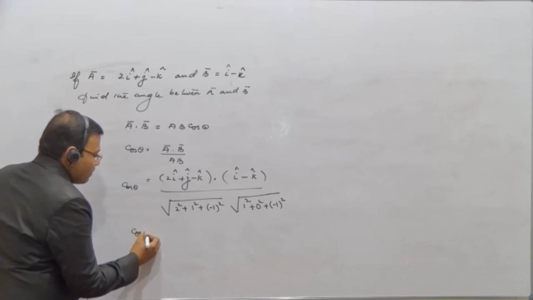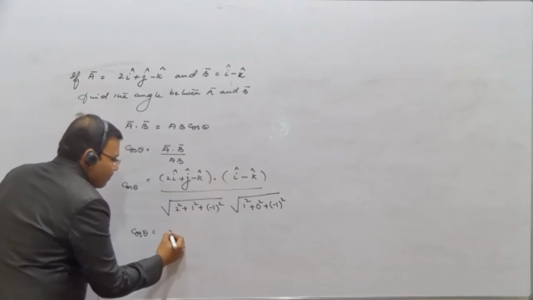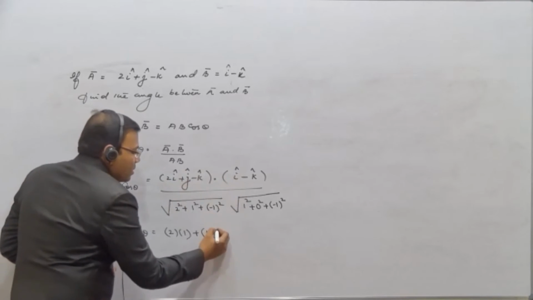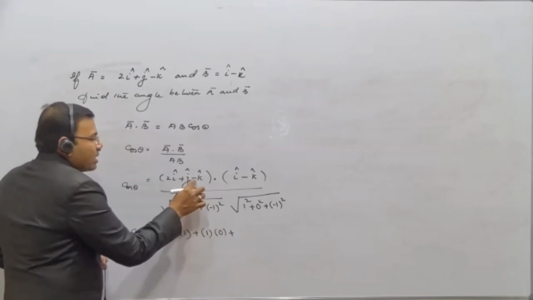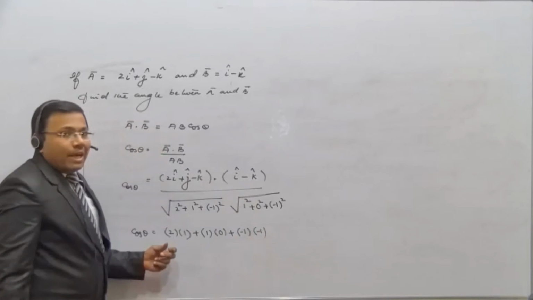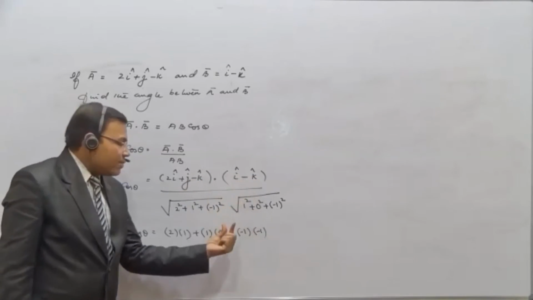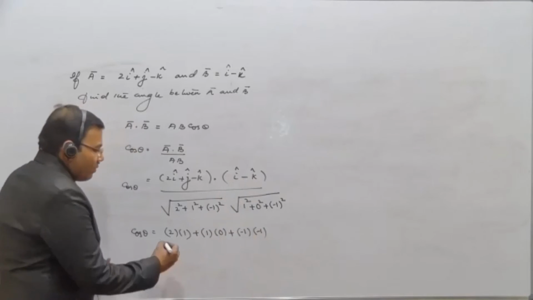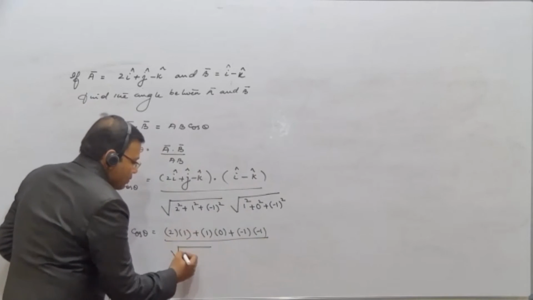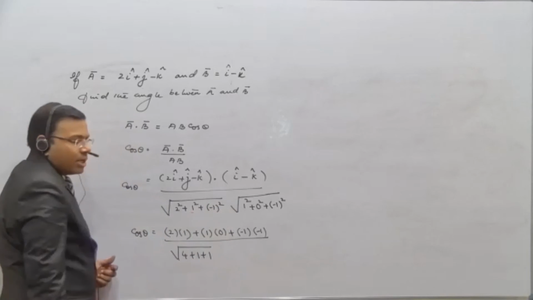The process is over. Now 2 into, here nothing is there, means 1. 2 into 1, plus j, it is 1 and here it is 0, plus. The coefficient of k here is -1 and here also it is -1. So -1 into -1, divided by, this is what? 2 square, so how much is it? This is 4 plus 1 and -1 square, that is +1.